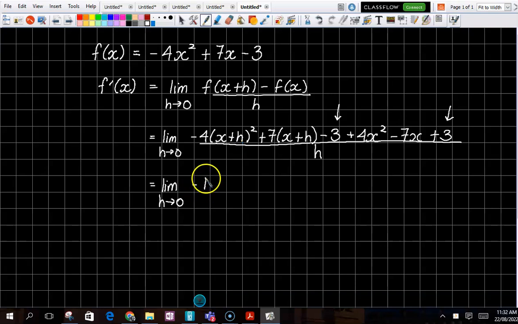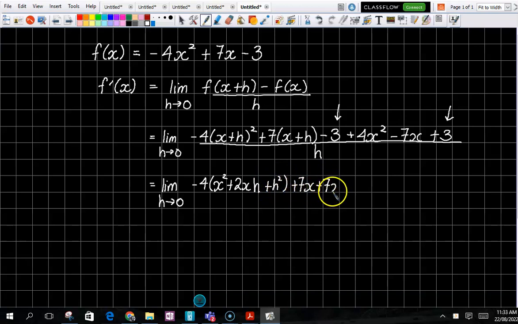Anyway, carrying on. Minus 4 times x squared plus 2xh plus h squared plus 7x. Writing very squishy now to fit everything in. Shall we cancel out the 3's while we're here? Because I don't think I'm going to fit everything in. Goodbye. And we've got plus 4x squared take 7x, all over h. Things are looking snazzy.